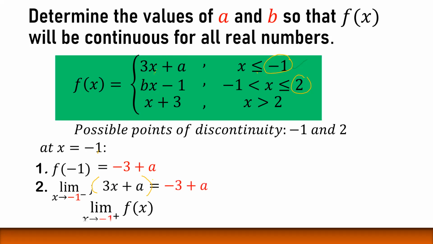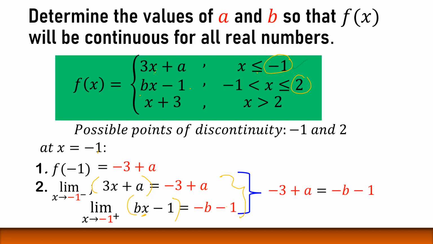Kung galing naman tayo sa right ni negative 1, we'll be making use of this function. So that will be negative 1 times b. That will be negative b minus 1. No? Negative 1 times b is negative b minus 1. Okay, so for this limit, or limit as x approaches negative 1, to exist, that means these two must be equal. So equate natin yung dalawang yan. So we have the first equation.